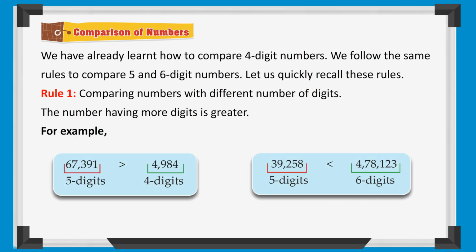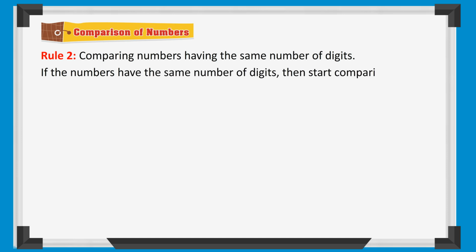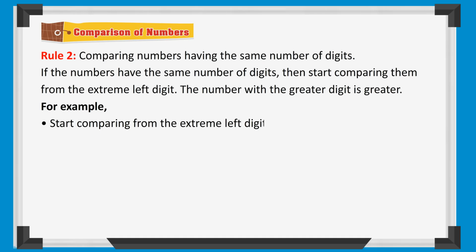For example, Rule 2. Comparing numbers having the same number of digits. If the numbers have the same number of digits, then start comparing them from the extreme left digit. The number with the greater digit is greater. For example, start comparing from the extreme left digit.